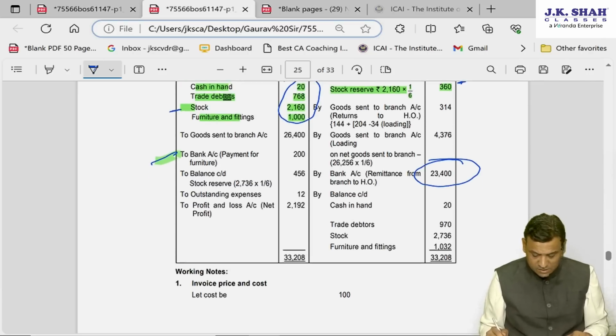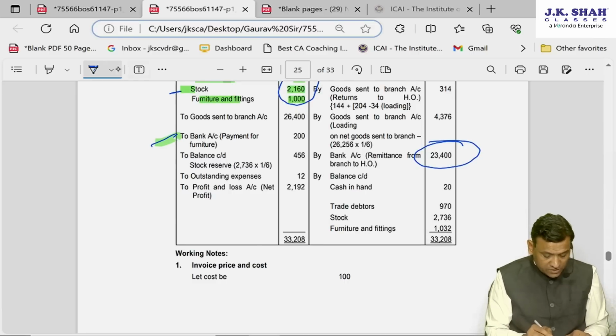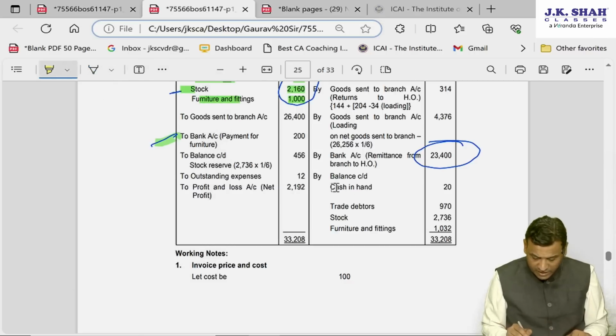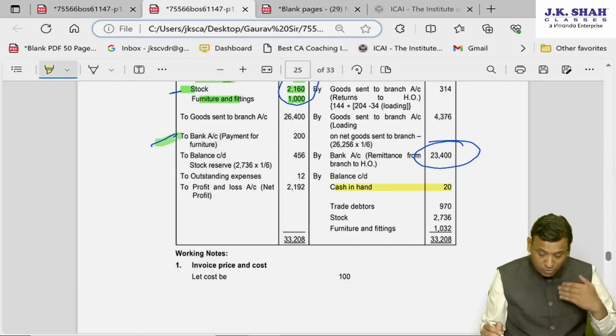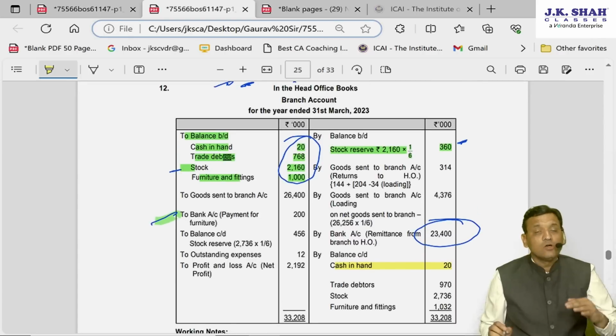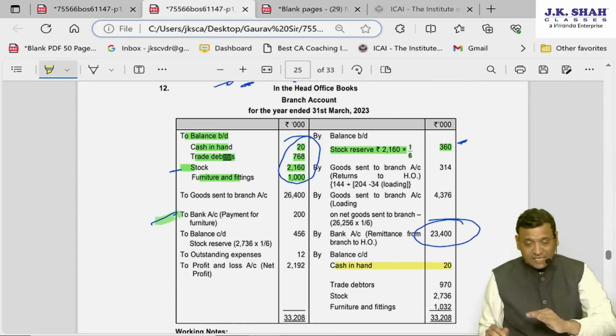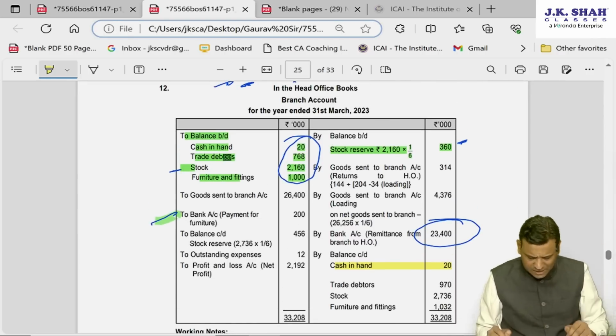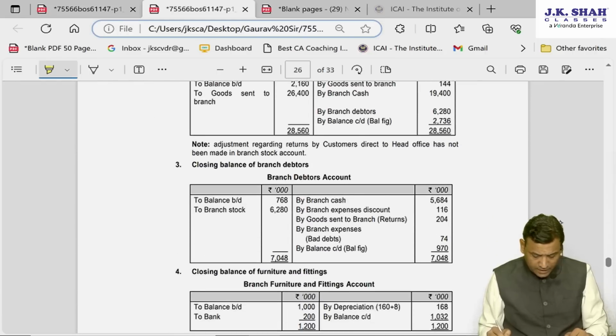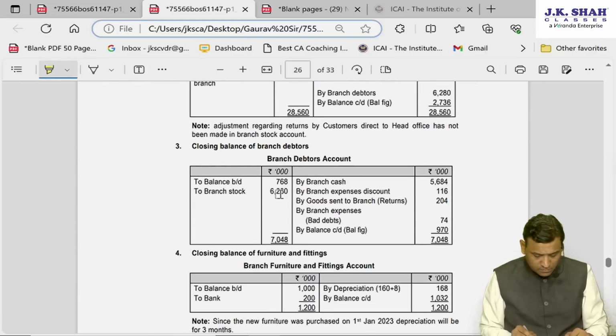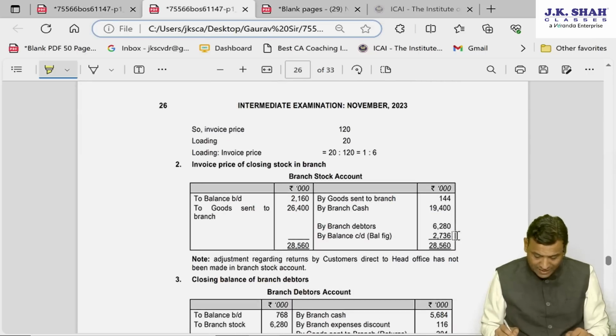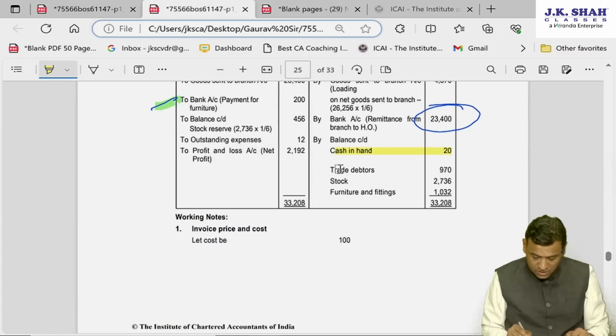Now closing balances. Closing balance of all assets and liabilities which are there at the branch. What are the closing balances of the assets and liabilities? The question here is already given. Cash will always be 20. Debtors, we have to find it out. So we had opening debtors. On that there will be sales, receipts, discount, bad debts, all that adjustment. Normally what you have been doing. So debtors, opening, branch stock, branch cash, this is the balancing figure. Same way branch furniture also balancing figure, and branch stock also balancing figure. So this is what we get. These are all our closing balances.